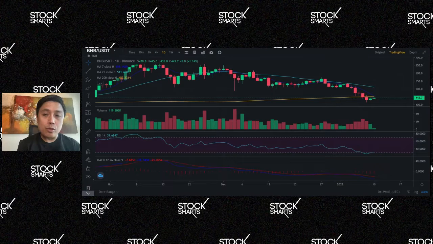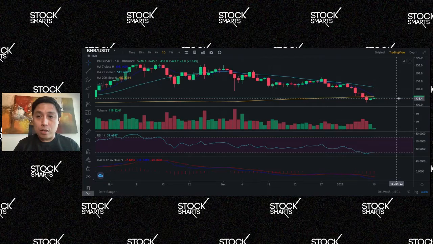It's below the 200-day moving average. It's oversold. It has also built a support level, at least for BNB, somewhere around 428. Short-term resistance is where the 200-day and the 7-day moving average would meet, somewhere around the 453 and 459 mark.